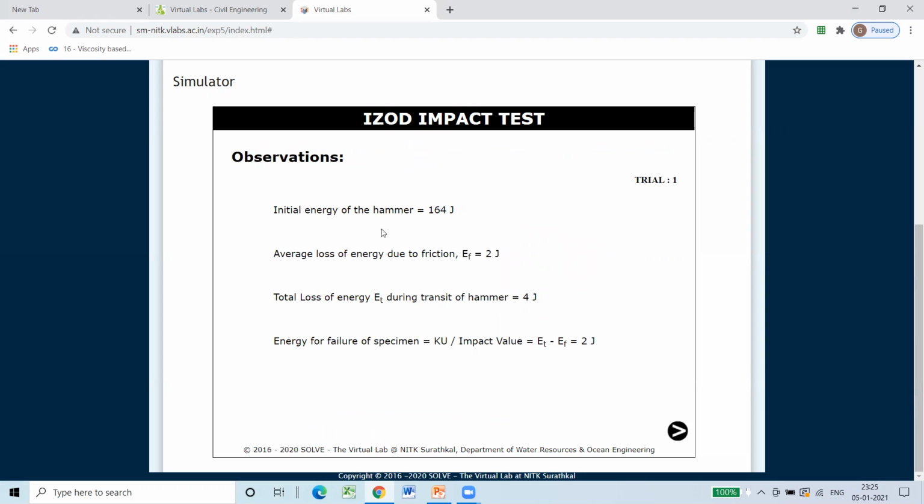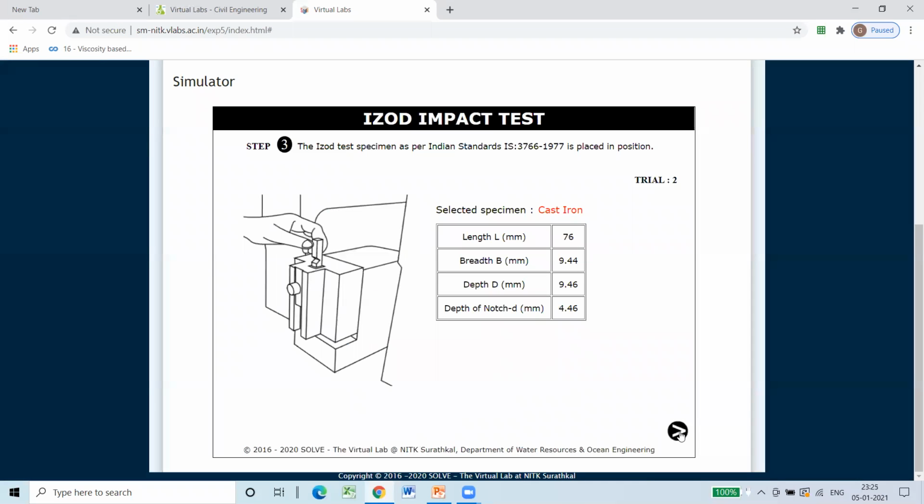So here observations noted are: initial energy of the hammer is 164 joules, average loss of energy due to friction is 2 joules, total loss of energy during transit of hammer is 4 joules. Therefore, energy for failure of specimen is 4 minus 2, that is equal to 2 joule. Okay. So we are going to repeat the same steps for another trial using a different specimen.